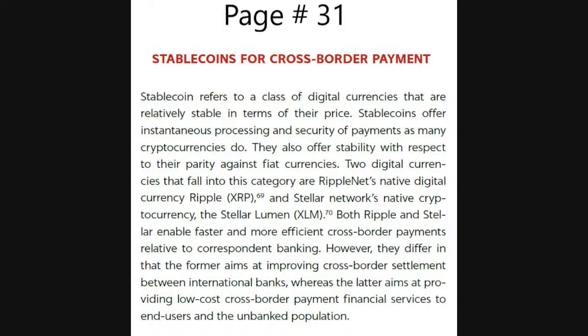Both Ripple and Stellar enable faster and more efficient cross-border payments relative to correspondent banking. However, they differ in that the former aims at improving cross-border settlement between international banks, whereas the latter aims at providing low-cost cross-border payment financial services to end users, the unbanked population.